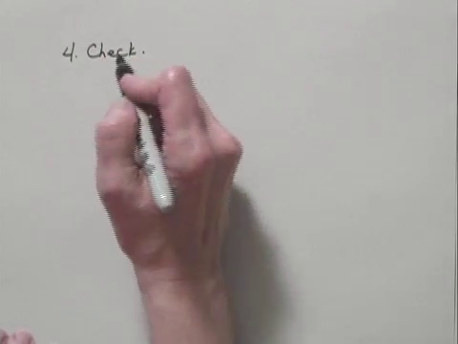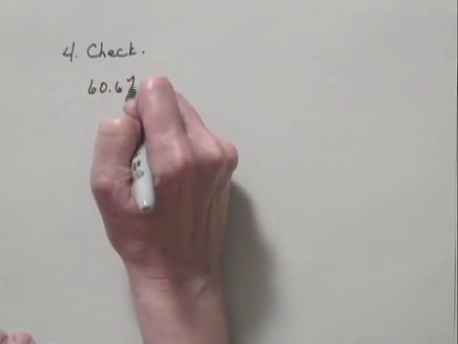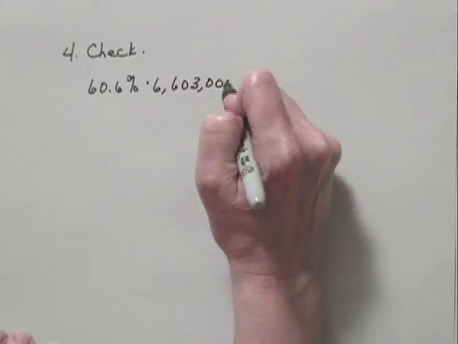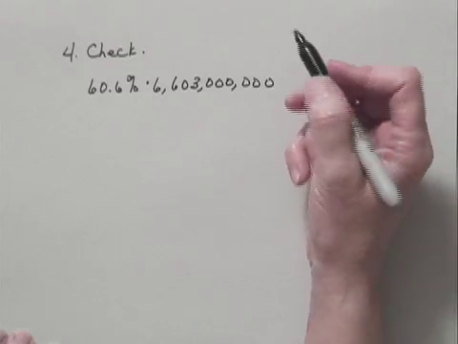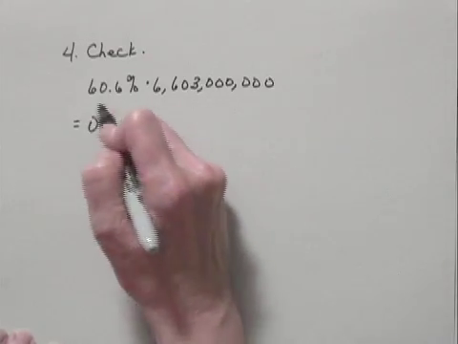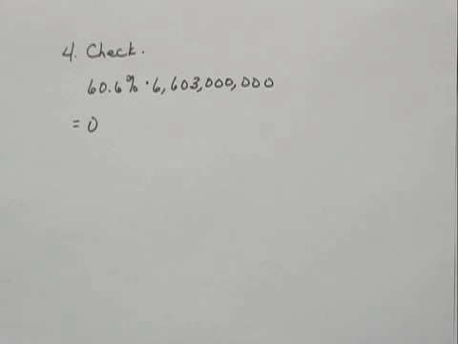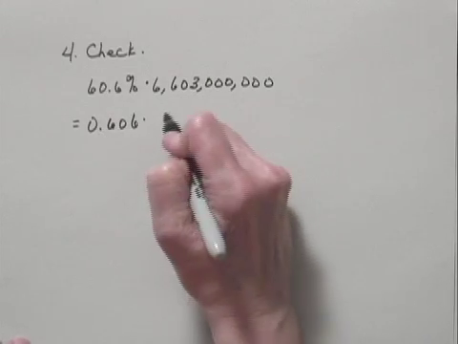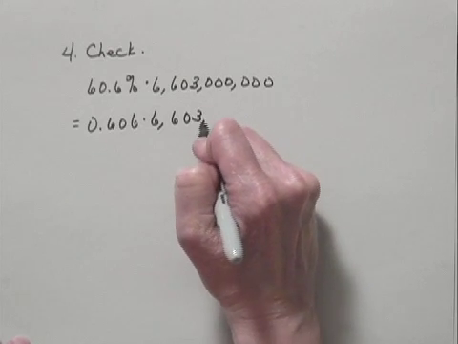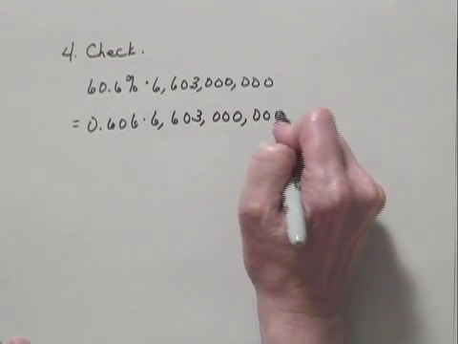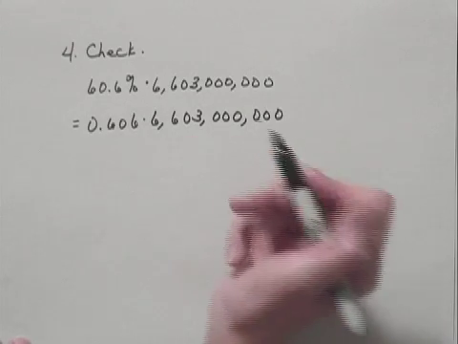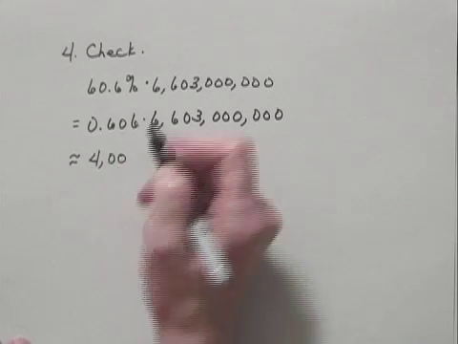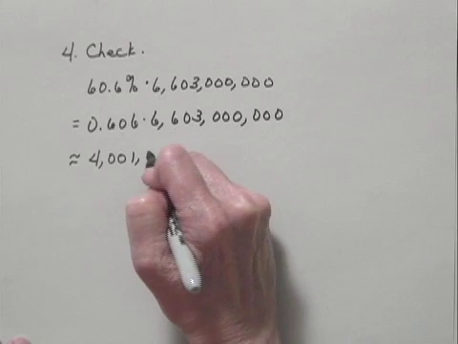We could find 60.6% of 6,603,000,000. Let's do that. This is equal to, converting 60.6% to decimal notation, 0.606, and we're multiplying this times 6,603,000,000. And when we find that product, we find that it's approximately equal to 4,001,418,000.